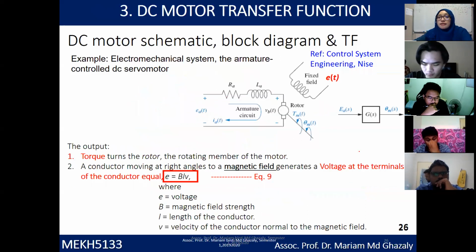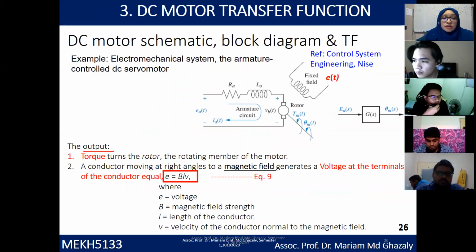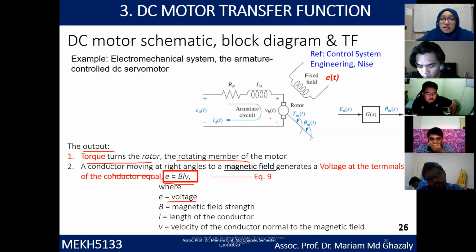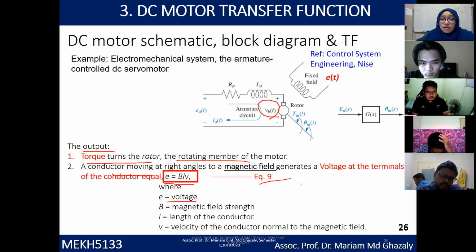Next, the output torque turns the rotor, the rotating member of the motor. A conductor moving at a right angle to the magnetic field generates voltage at the terminal of the conductor, e equal to B l v. So e is the voltage here, with B the magnetic field strength, l the length of the conductor, and v the velocity. So you get this second equation, e equal to B l v.